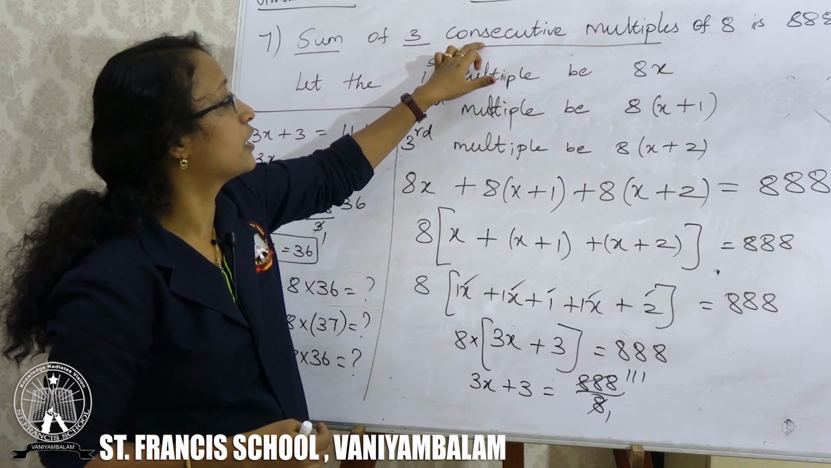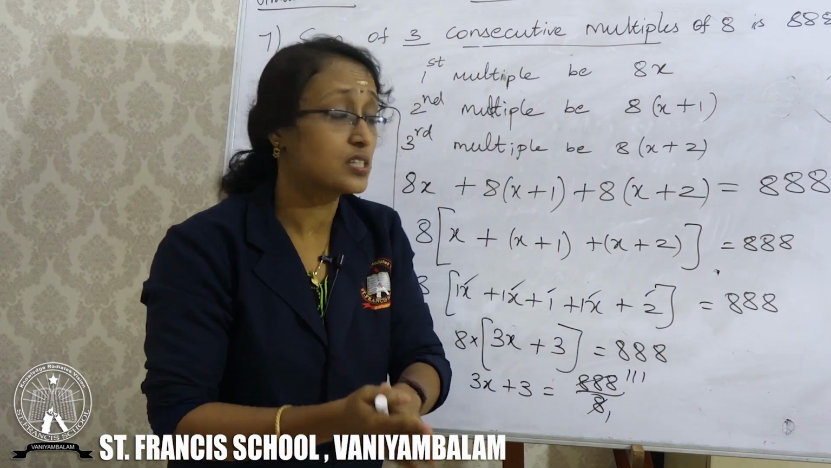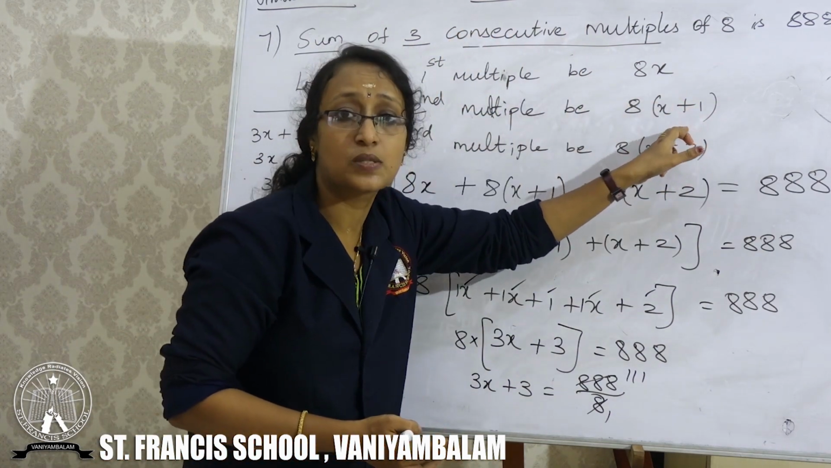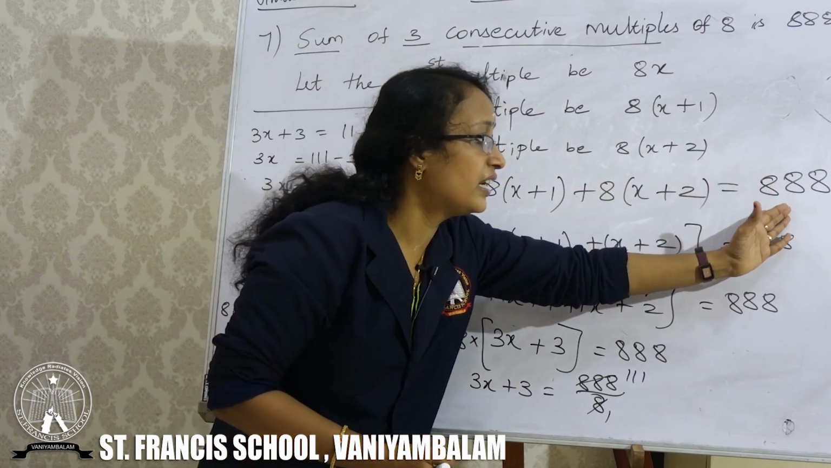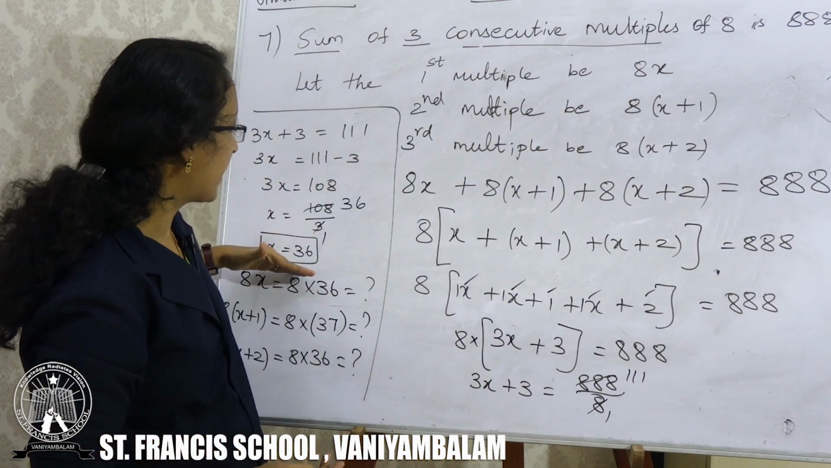It is given consecutive. Consecutive means continuous. One is x, next is x plus 1 and the other one is x plus 2. Sum is given as 888. Solve it. You will get the x value.